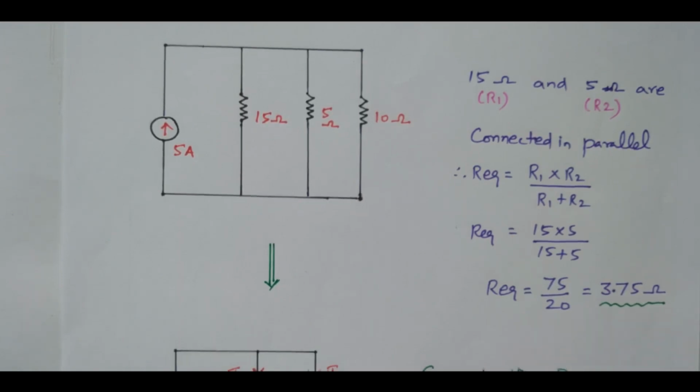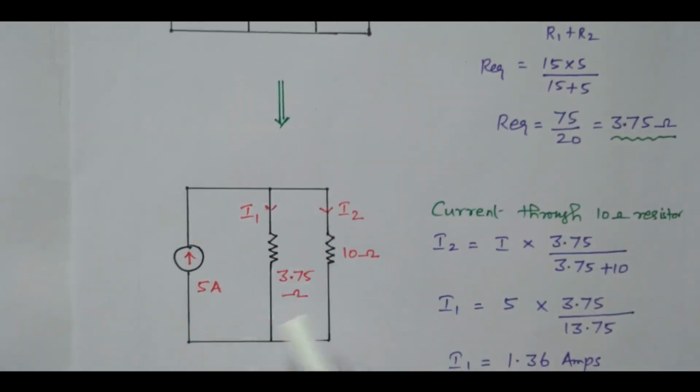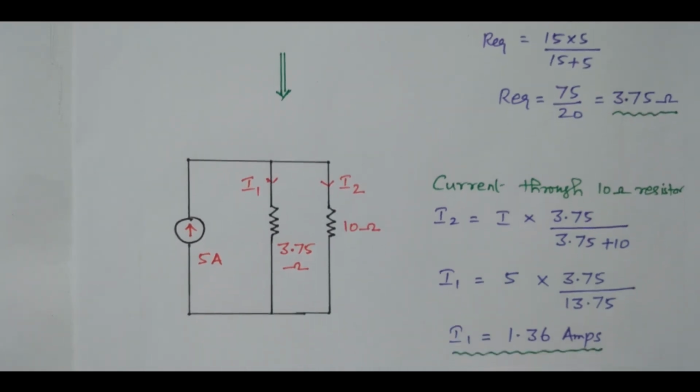Right? Now we can redraw this diagram. So this is a 3.75 ohm and this 10 ohm. Our aim is to find the current through this 10 ohm. See, now only 2 resistors are available. So we can easily apply the current division rule and find the current through this 10 ohm resistor. What is the current through this 10 ohm resistor? It is termed as I2.